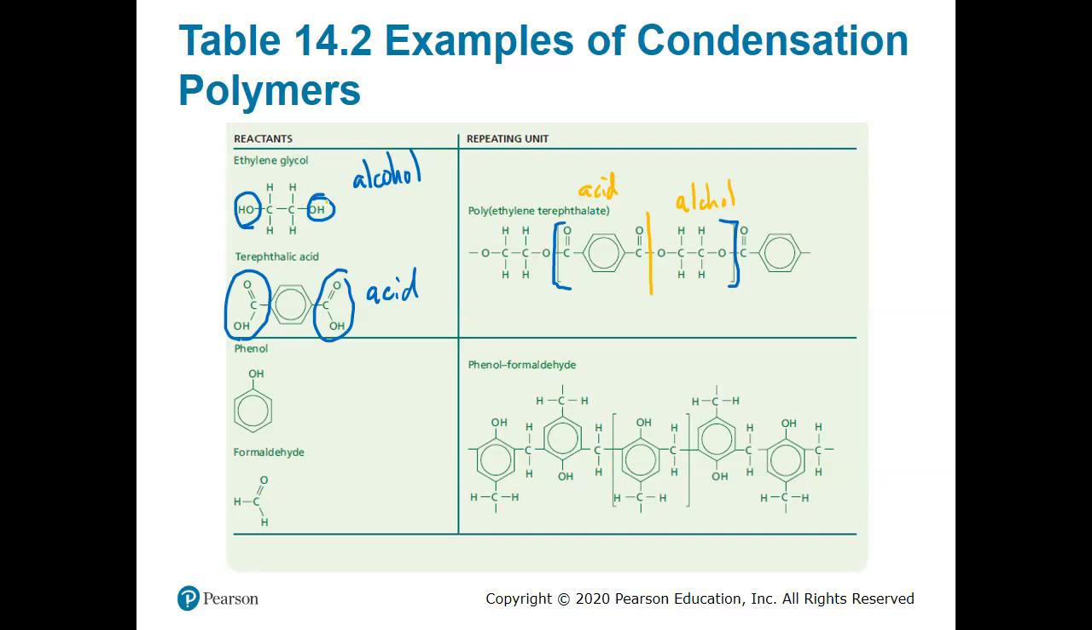What's missing from the alcohol? The hydrogen. What's missing from the acid? These OH groups. Put the H and the OH together, and there's where those water molecules are dropping off as they link up. So as this condensation reaction is taking place, they link up and drop these little water molecules along the way. Now, the name of the polymer, polyethylene terephthalate, well, PET, that is a very common plastic.